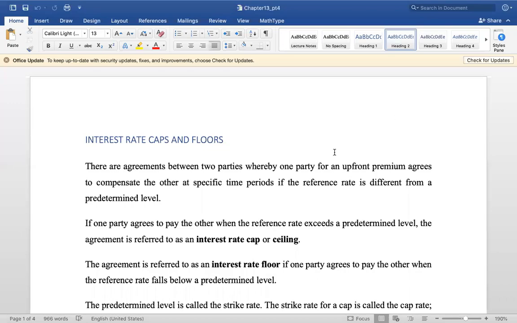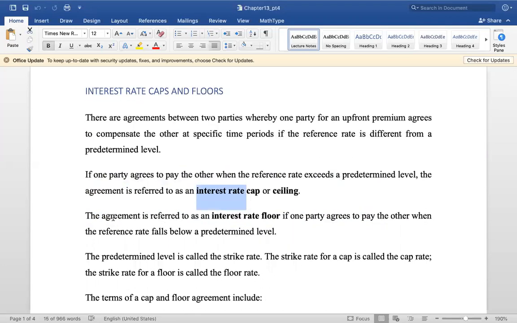Okay, so this is the fourth and last part of chapter number 13, interest rate derivative instruments, and we will talk about interest rate caps and floors. These are agreements between two parties where one party pays the other party for a specific time period if the reference rate is different from the predetermined level. So, if one party agrees to pay the other party if the reference rate exceeds the predetermined level, the agreement is referred to as an interest rate cap or ceiling.